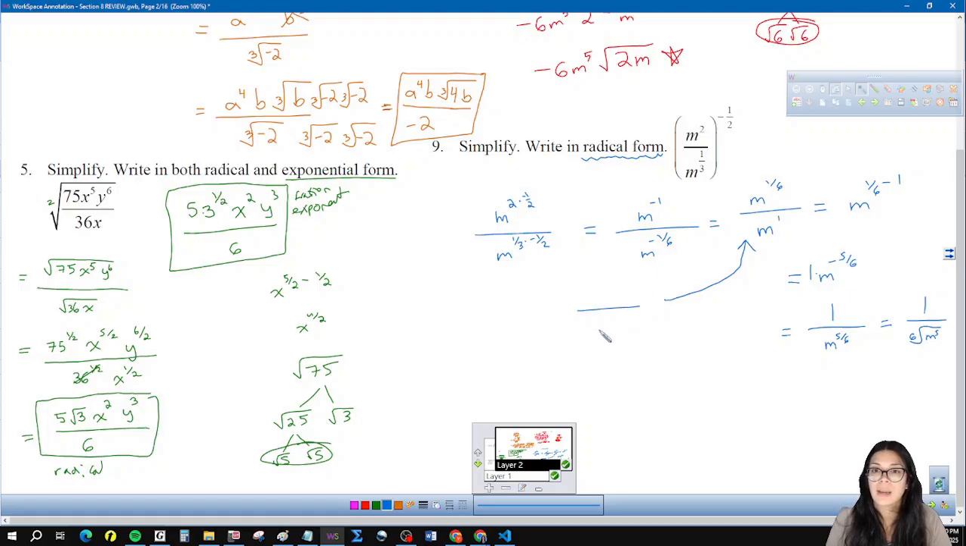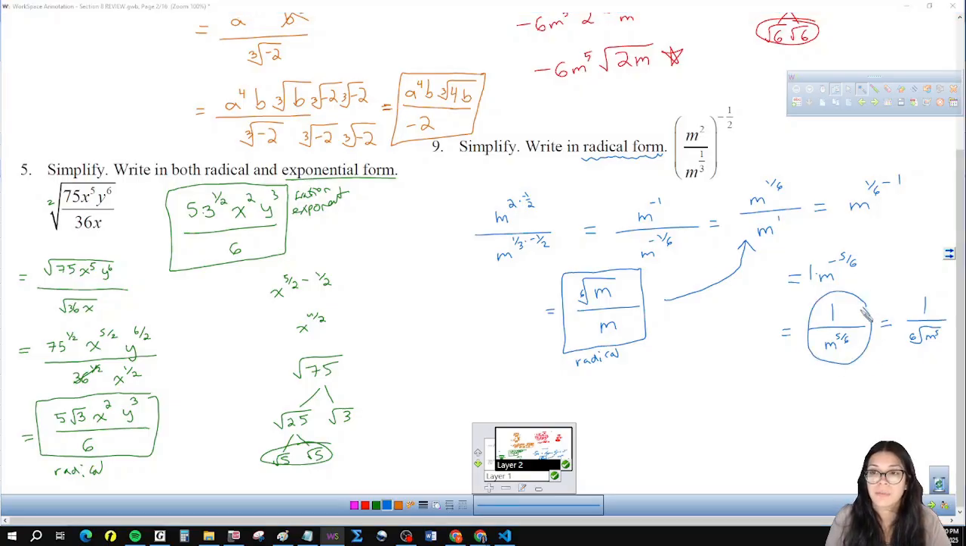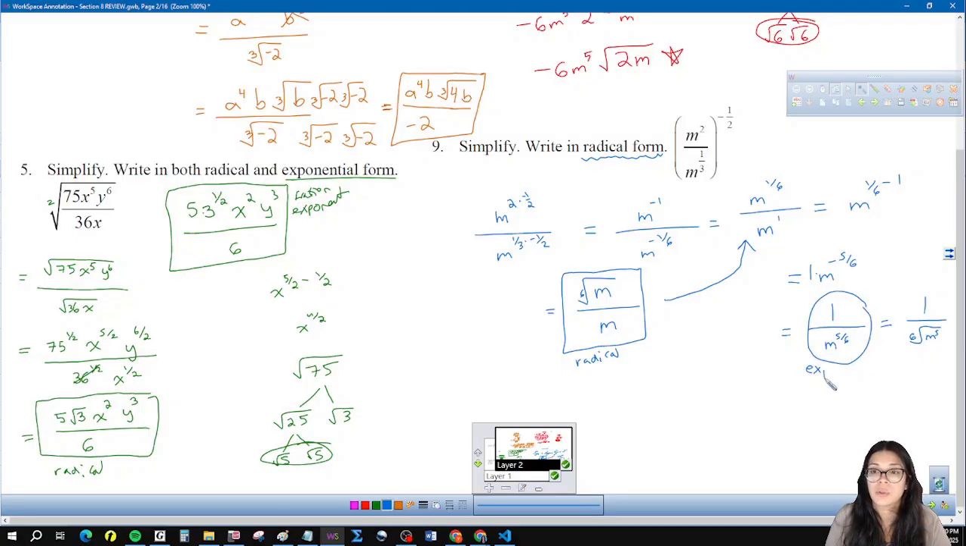So this is the only time where you can have the same variable in multiple places, and it's when you do it in radical form, just because of the more important rule that you cannot have any radical in the denominator. So in radical form, my answer would be, since this one did not have any radical in the denominator, the 6th root of m over m. And this would have been the answer if they asked me for the exponential form or the rational exponent form.